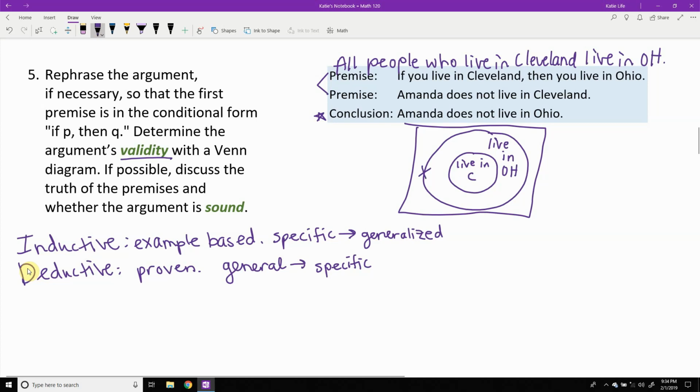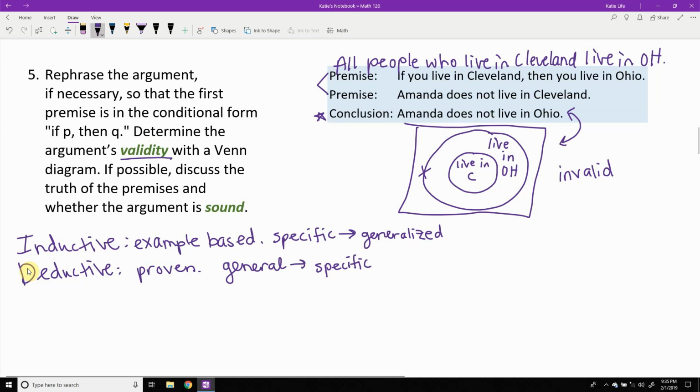The conclusion is Amanda does not live in Ohio. Well, that conclusion does not match our picture. The only way it would match is if this X was specifically outside of the living in Ohio circle, and it's not. So because our picture does not match our conclusion, we say that this argument is invalid. It does not have the structure such that this conclusion follows necessarily from what the premises are saying, right?